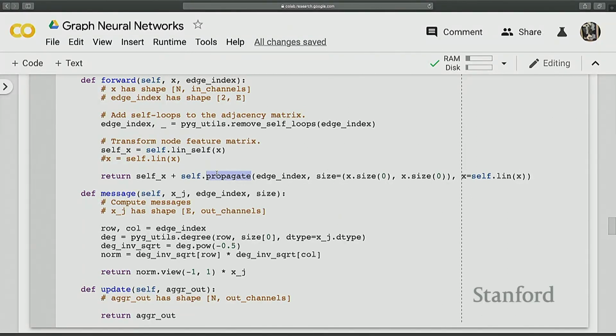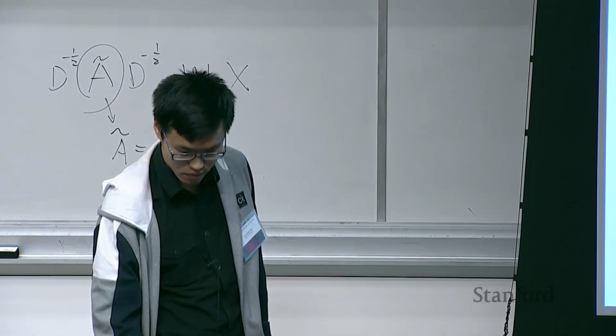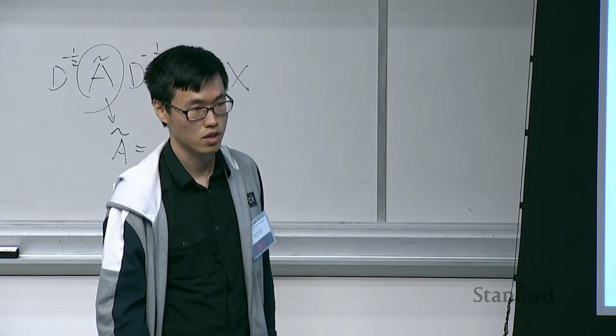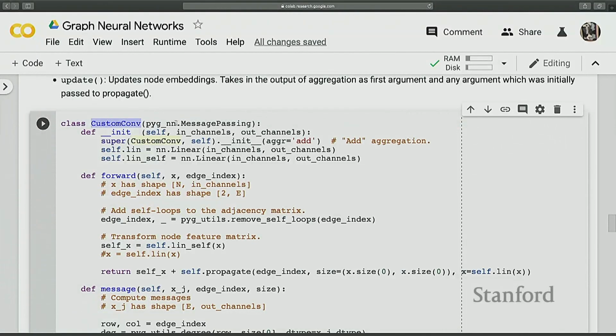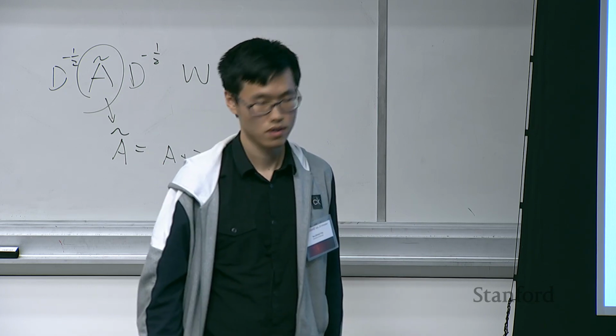What does super mean? When you put super in the constructor, what does it do? The question is, what is super here? Super here means I'm calling the superclass of the current class. So here we see the custom conv is inheriting from nn.MessagePassing, which is inheriting from nn.Module. When I call super here, I'm calling the constructor, the initialization function, of the MessagePassing class. It will not work without super. Then you're calling yourself. Yes, you have to call super.